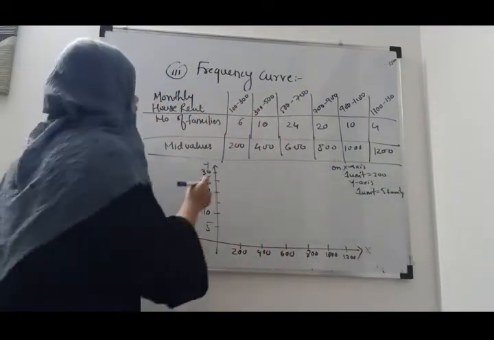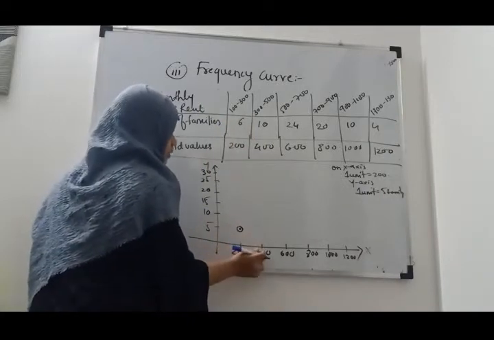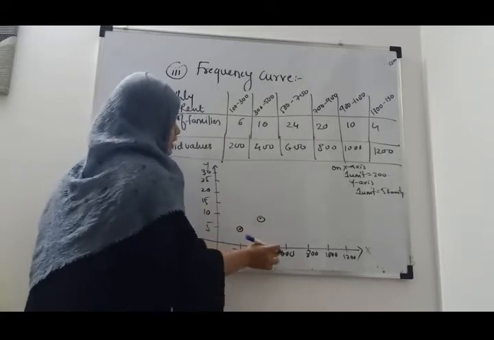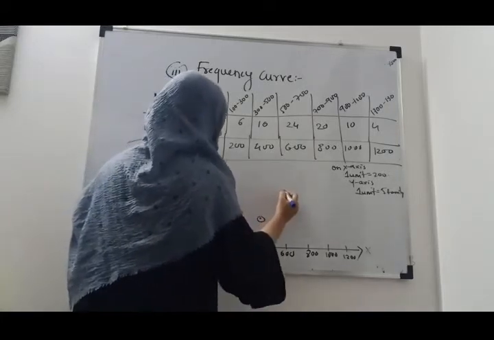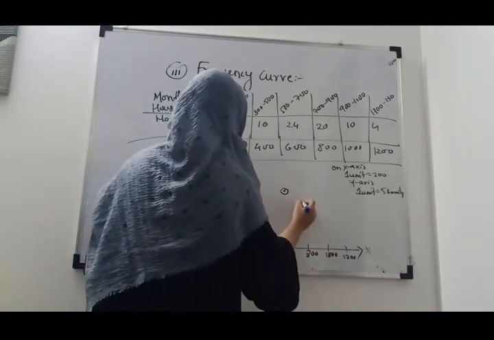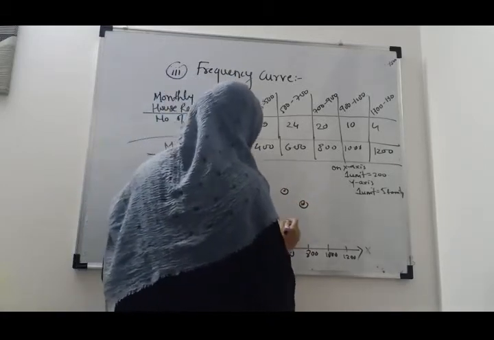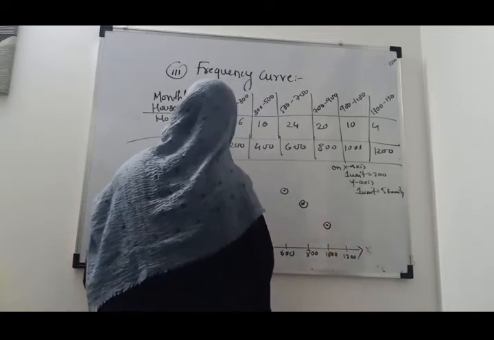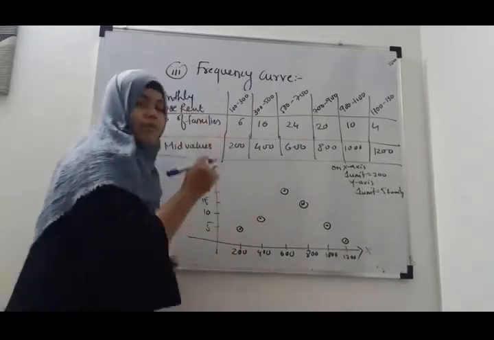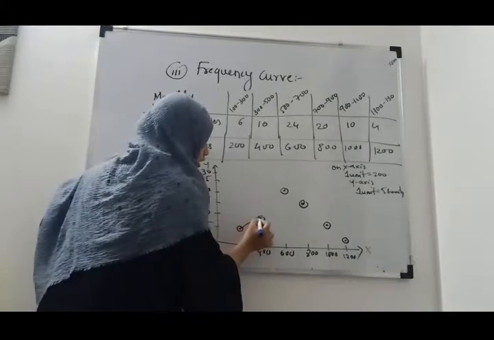Okay. Now for this mid value the frequency is 6. So here the point will come. For 400 the point is 10. For 600 the point is 24. For 800 the point is 20. For 1000 the point is 10. And for 1200 the point is 4. So instead of joining these points by line segments, we will join them by a smooth curve.